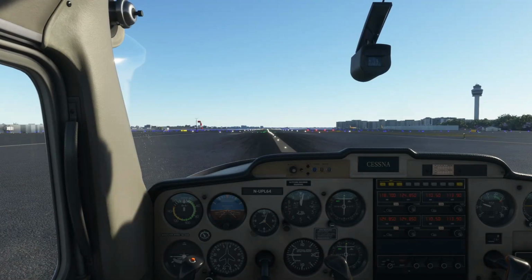So today we'll be departing from LaGuardia Airport. That is KLGA. This is the closest airport to my house. We'll be flying the Cessna 152, which in my opinion is one of the best planes for sightseeing. So I hope you guys enjoy.